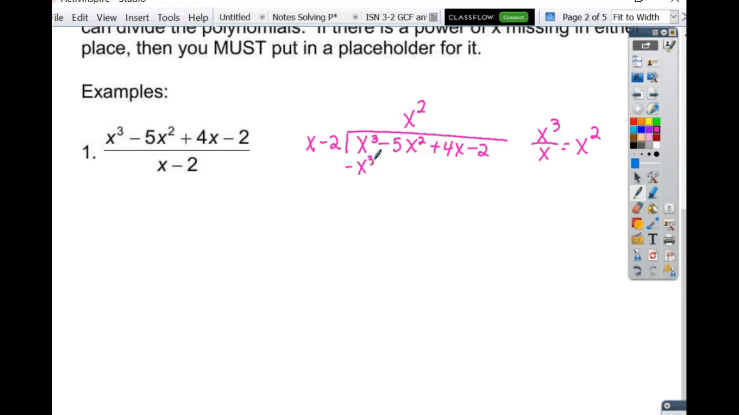x squared times a minus 2 is a negative 2x squared, but I'm going to change the sign. So my x to the third cancel out, and I'm going to bring this down, which is minus 3x to the second, and I have to bring down the 4x now.